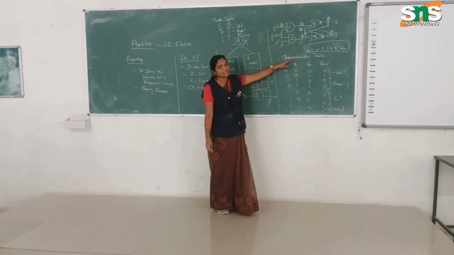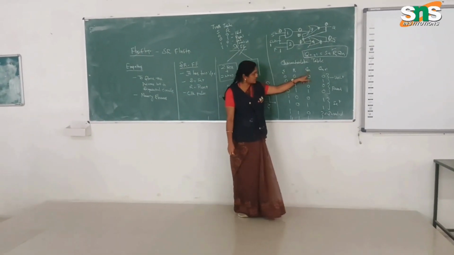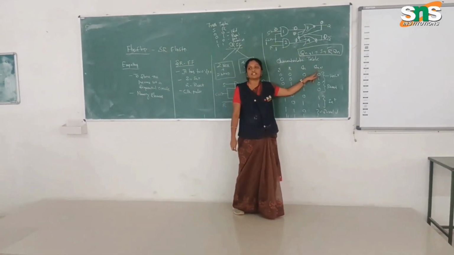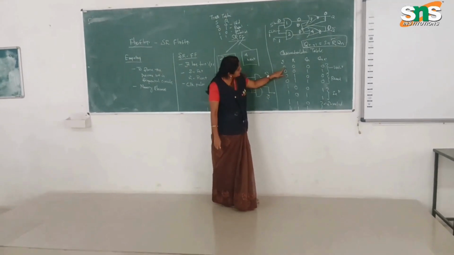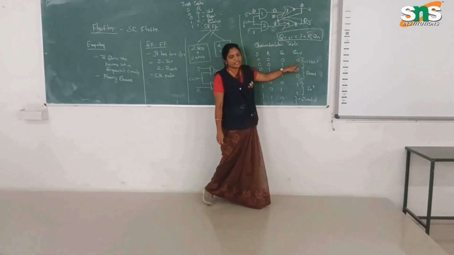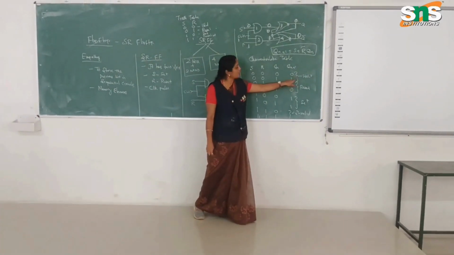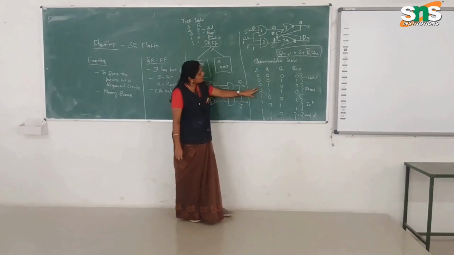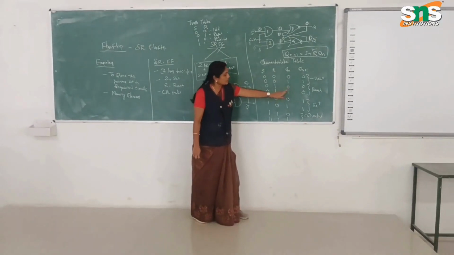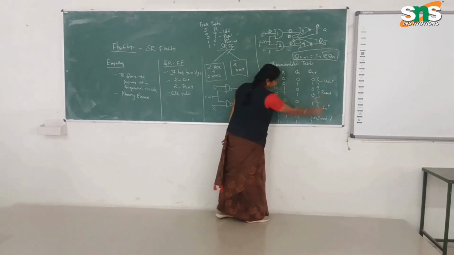So this is the characteristic table. The characteristic table represents the present output and the next state. Qn is the current state and Qn plus 1 is the next state. For 0 0 there are two states: if Qn is 0, the 0 will be maintained; if Qn is 1, again 1 will be maintained. So it is called the hold state. For input 0 1, for different current states 0 and 1, it will be reset, that is, the output will be 0.